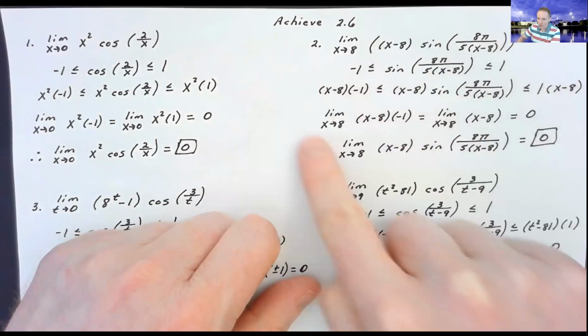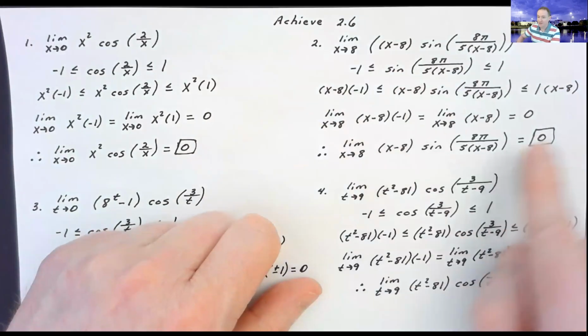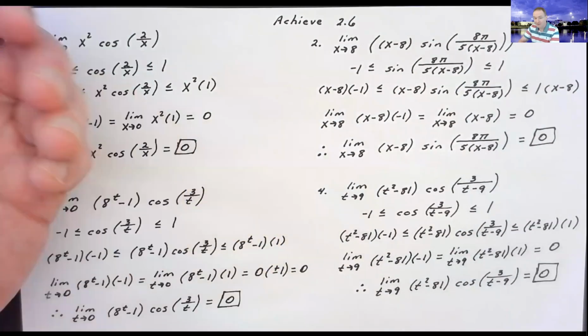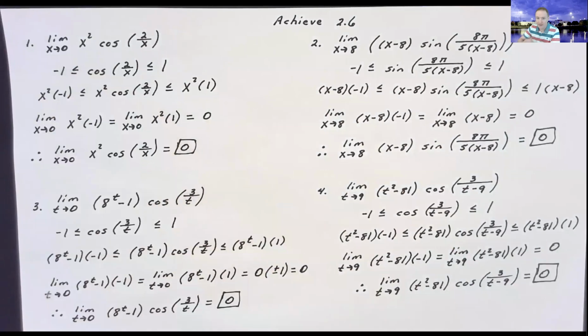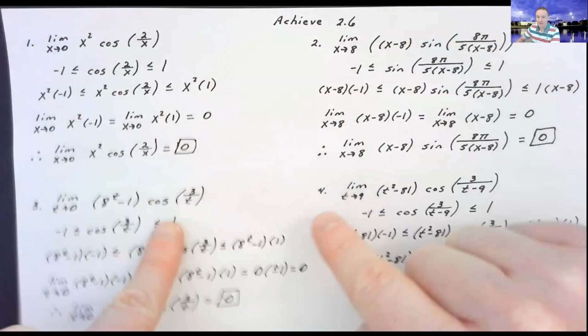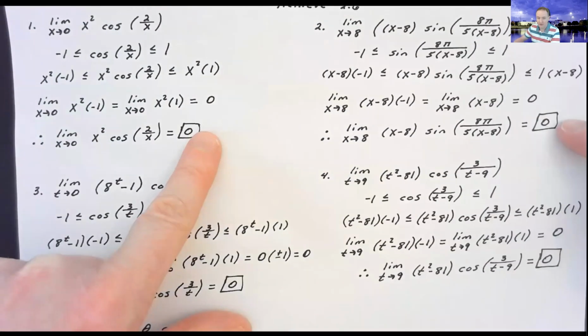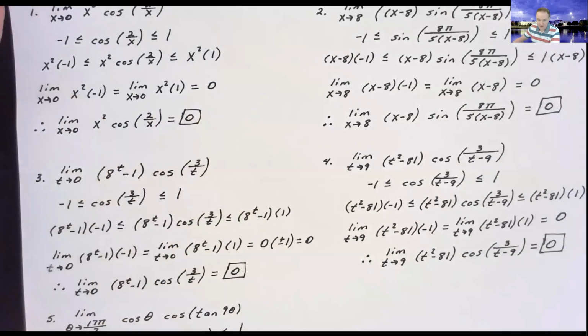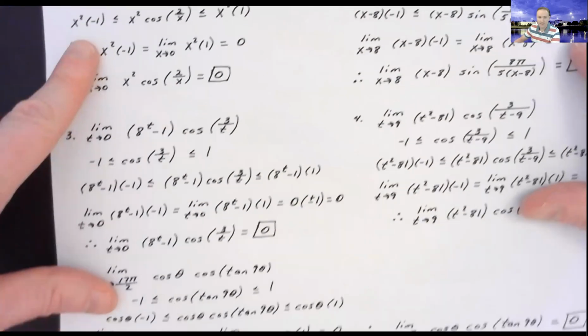Now, this whole thing would be required if you were doing a squeeze theorem proof. Sadly, Achieve has no way of having you put all of these steps in. They're just asking for the final answer, which is almost always 0 when we're looking at trig limits.